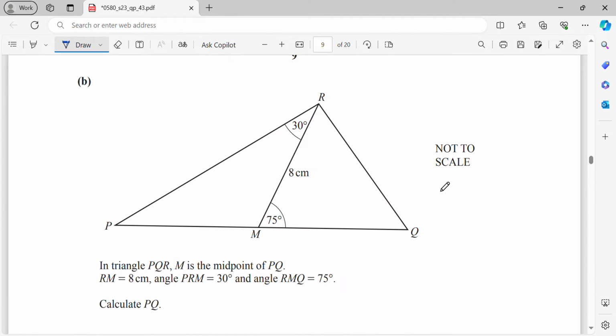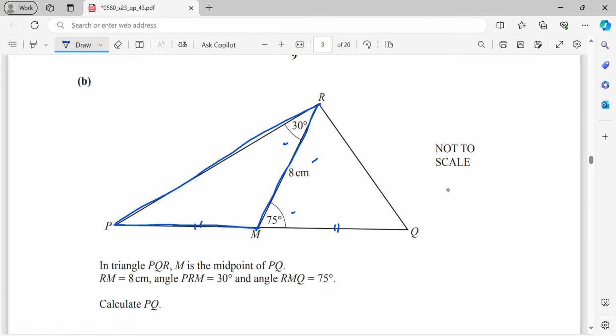Now for part B, in triangle PQR, M is the midpoint of PQ, RM is 8, angle PRM is 30 degrees, and angle RMQ is 75 degrees. Calculate PQ. Before we get PQ, we need to get PM first. Look at this triangle, PRM.